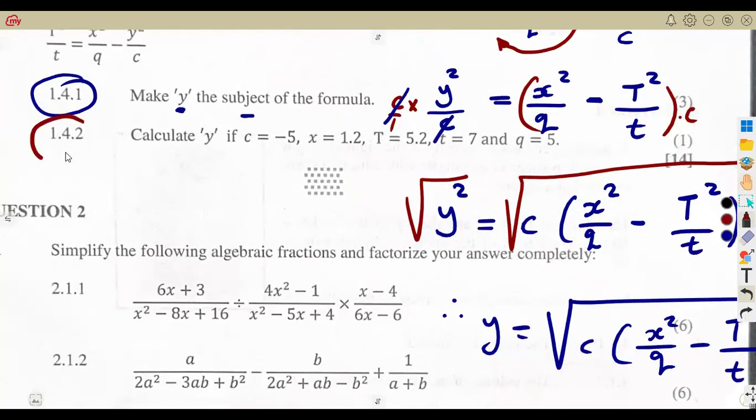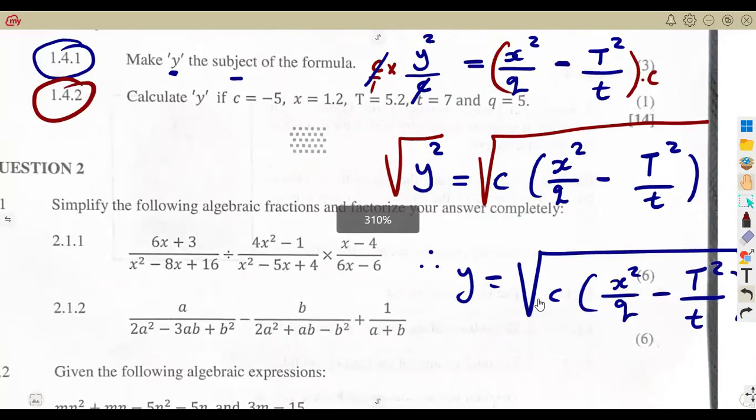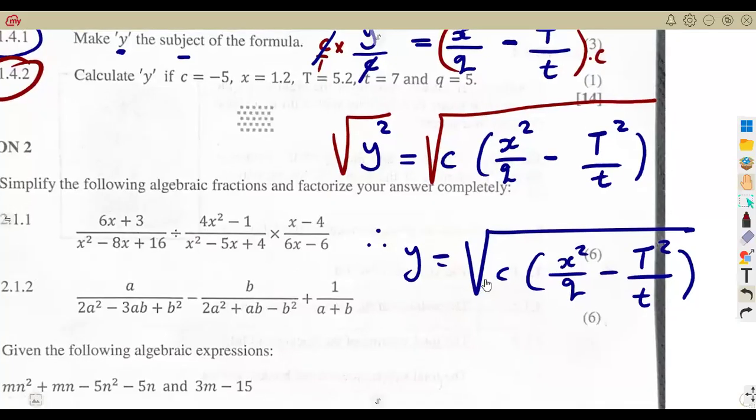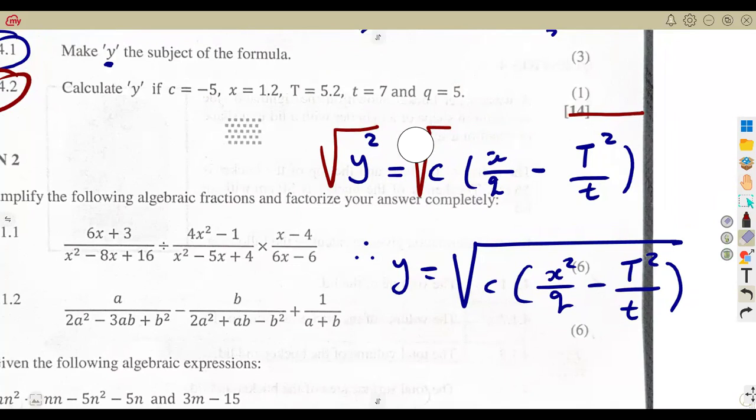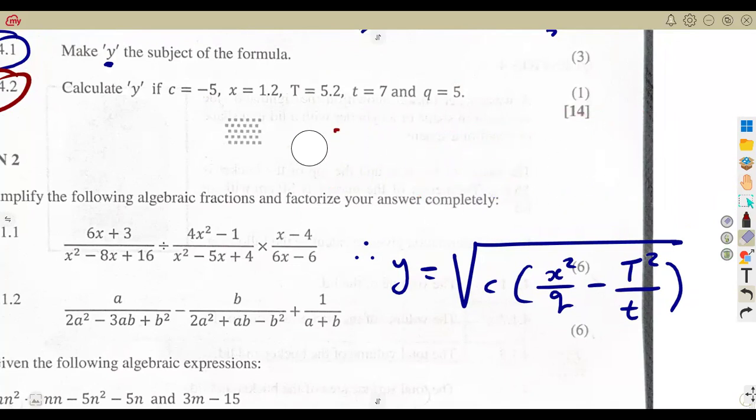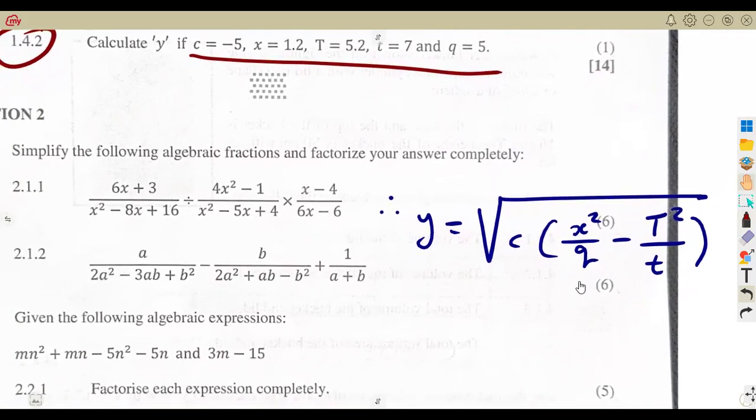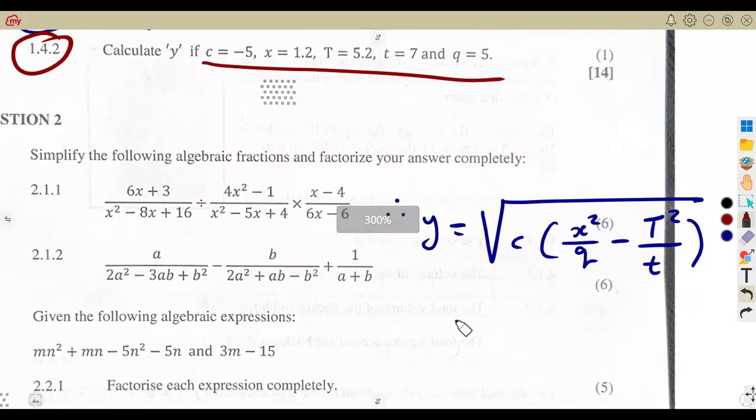If we consider 1.42, they now want you to calculate the value of y in that case, if you are given that c is minus 5, so we are already given values. Remember, we already have y here as the subject, so it is just a matter of substituting the values into the formula that you have formulated for y here. All right, so that's our 1.42.